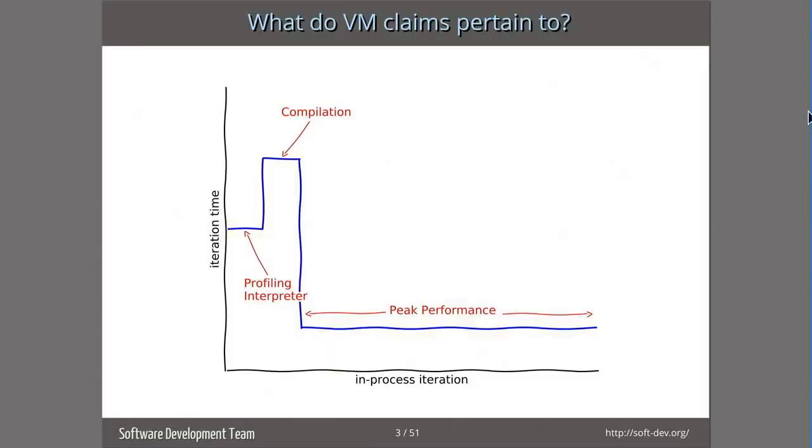So let's imagine that I have a benchmark, and I'm going to run the benchmark in a loop, and I'm going to put each iteration of the loop on the x-axis, and I'm going to time each iteration on the y-axis. What might we expect the performance of a VM to look like? Something like this, I would suggest.